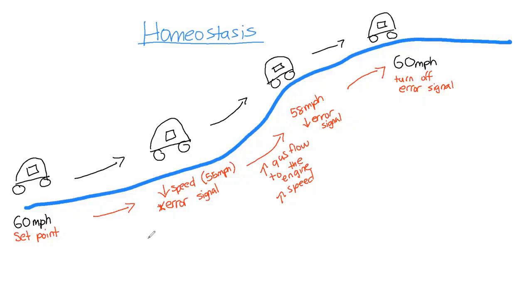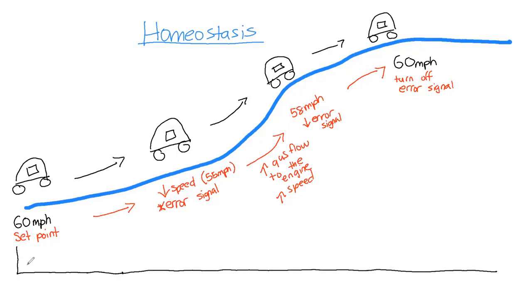So let's kind of try to represent this on a graph down here. So on the y-axis of our graph, we can put speed. That's in miles per hour. And then we're going to compare that to time.